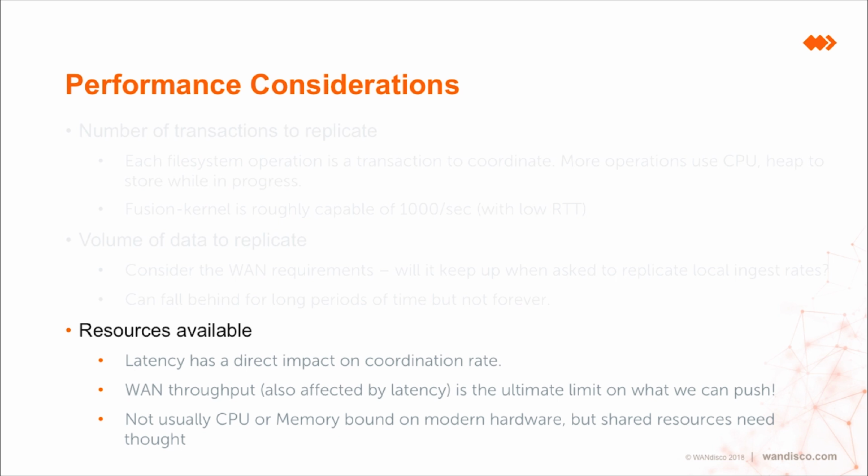And the next and last broad performance consideration is the resources available. Latency has an impact on the coordination rate when agreements are being made. WAN throughput is the ultimate limit of what data we could push, so that dovetails in with the volume of data to replicate. In today's world, usually CPU or memory bound issues aren't prevalent on modern hardware. But if you're using shared resources in your environment, additional thought is needed.